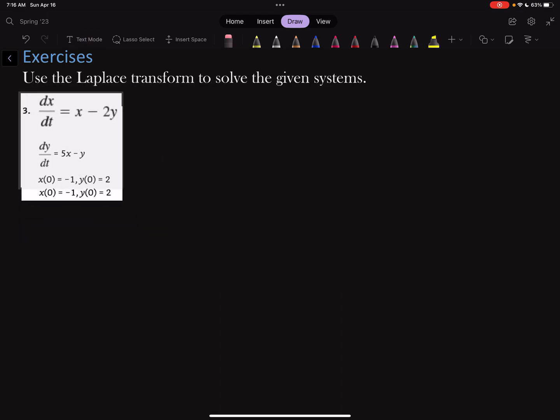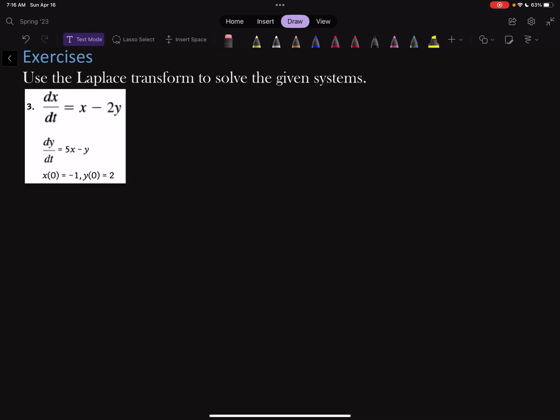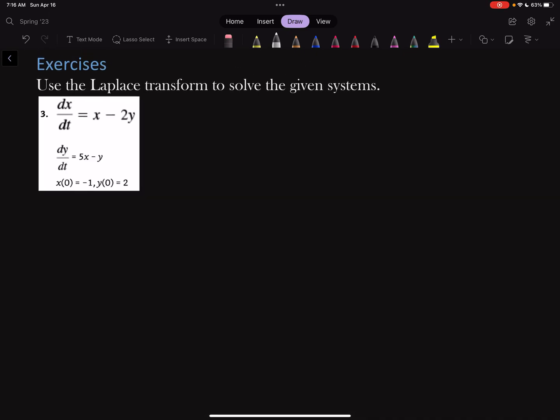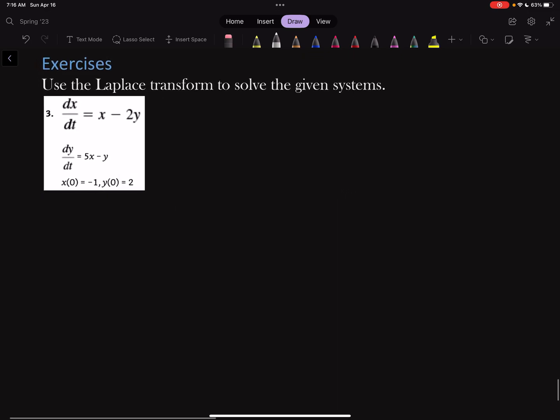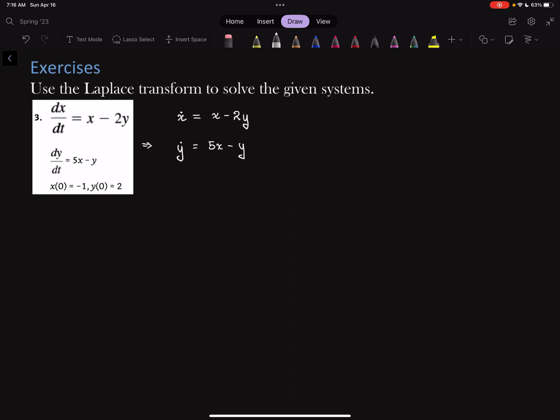Let me make this a little bit smaller and let me put it higher over here. And let's try and rewrite this in a more compact way. So let's say that this left part is going to be x prime, or I'll do x dot because it's with respect to time. This is the engineering notation, is equal to x minus 2y. And here we have y dot is equal to 5x minus y.